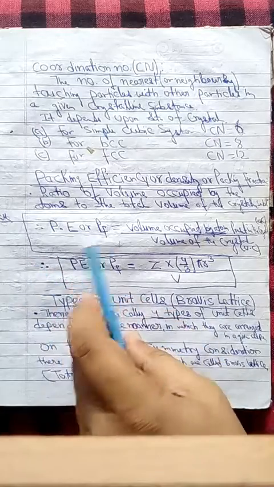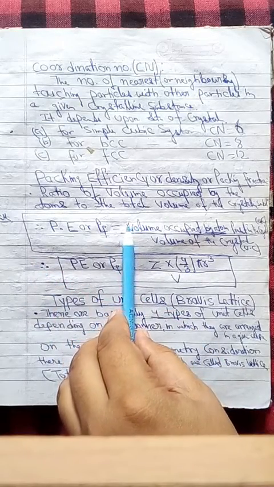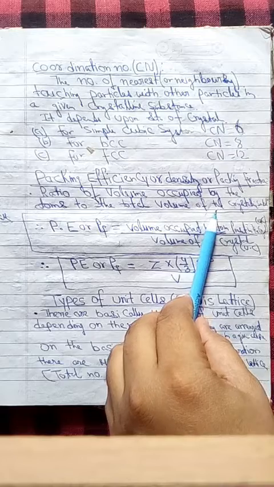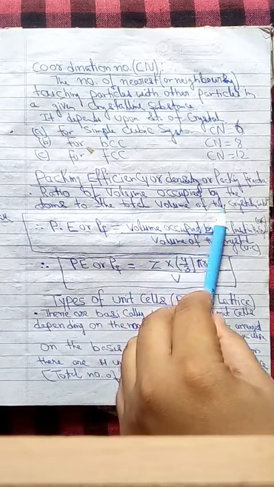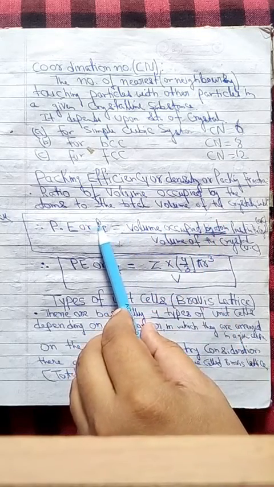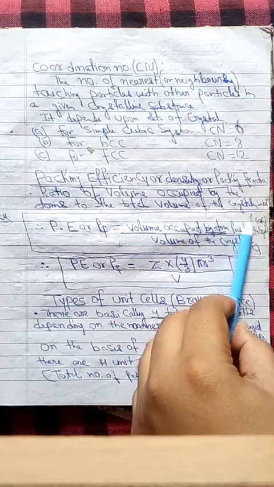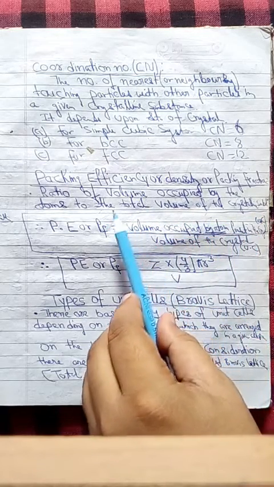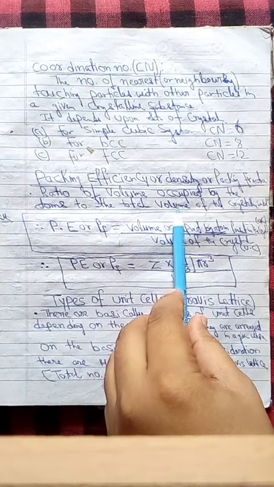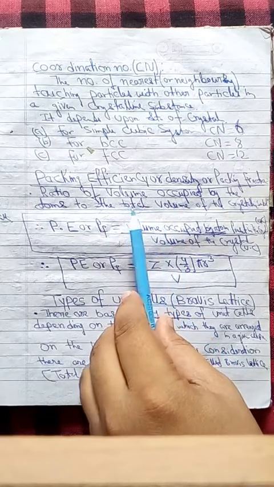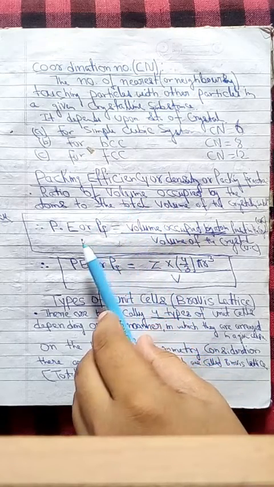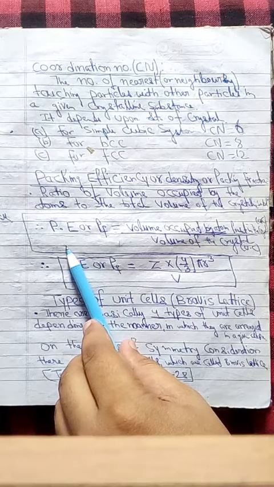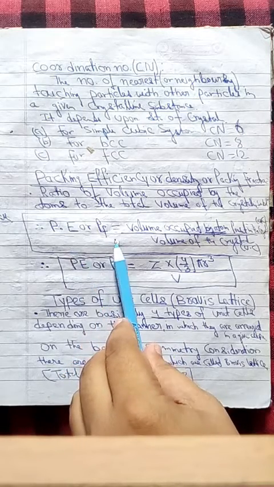Now coming to the next part, that is the packing efficiency or density or packing fraction. So what is packing fraction? Ratio of volume occupied by the atoms to the total volume of the crystalline substance. So it is a ratio of volume occupied by the atoms per unit cell divided by volume of the crystal. So we'll get a general formula. Packing efficiency is shown with P.E. or PF.